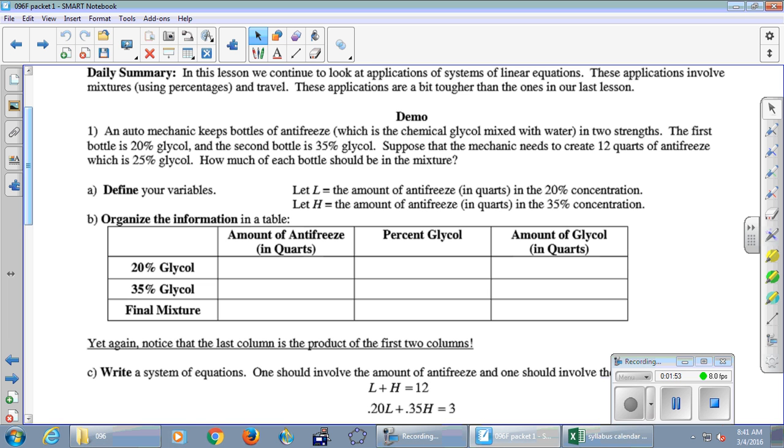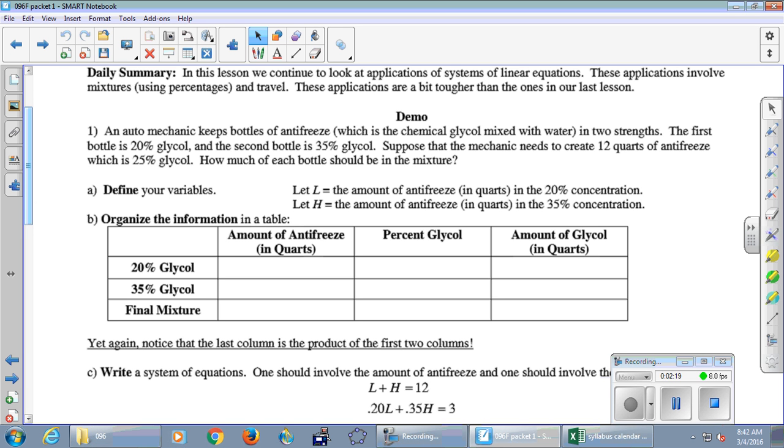So this particular auto mechanic has two strengths of antifreeze. The first bottle is 20% glycol, which means what percentage of that bottle is water? 80%, right? It's just glycol with water. And the second bottle is stronger. It is more glycol, 35% glycol. The other 65% is water. Suppose that the mechanic needs to create 12 quarts of antifreeze, which is 25% glycol.